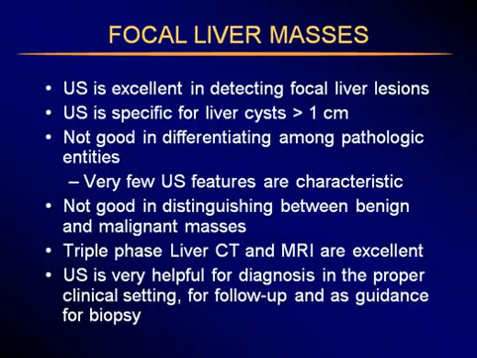Now the last segment that I'd like to talk about regarding the liver is liver masses. Ultrasound is excellent in detecting focal liver lesions. We're very specific for liver cysts, but liver cysts that are about 1 centimeter or more, because very tiny ones we may not be so sure about. But ultrasound is not good in differentiating among the different pathologic entities. There are very few ultrasound features outside of cysts that are characteristic of the mass itself, the pathology.